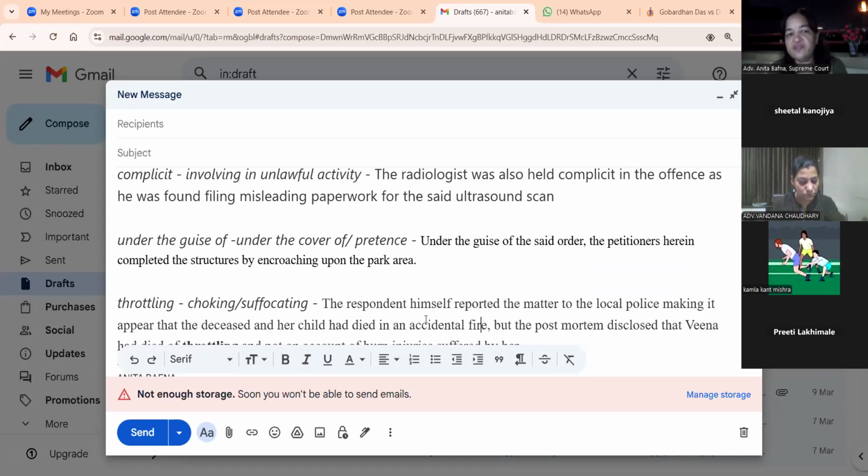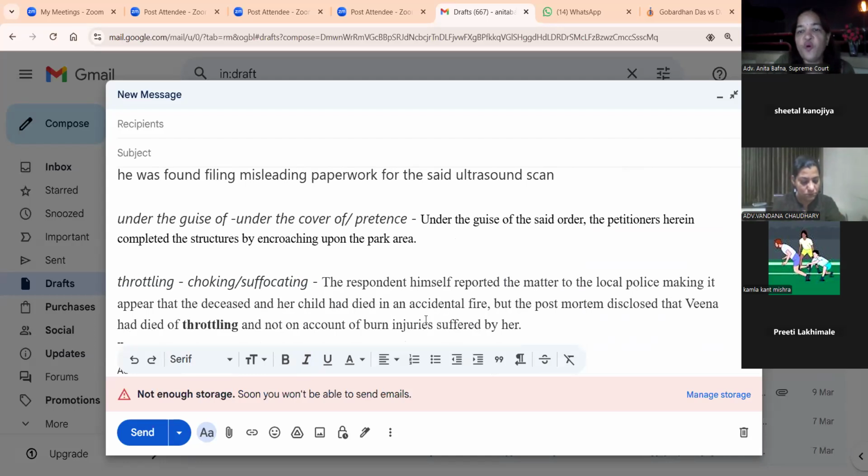Now throttling, the meaning itself is very clear: choking or suffocating. The respondent himself reported the matter to the local police, making it appear that the deceased and her child had died in an accident fire. But the postmortem disclosed that Veena had died of throttling and not on account of burn injury suffered by her. See, postmortem report is so important.